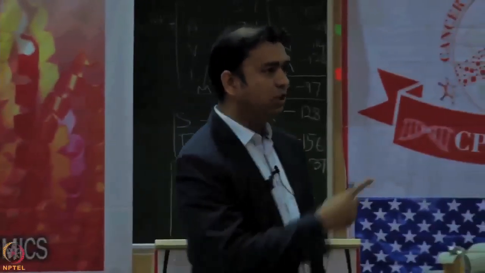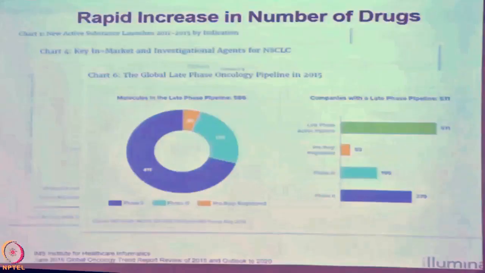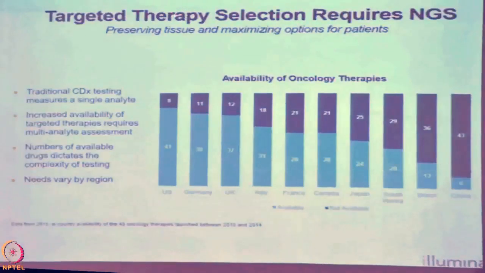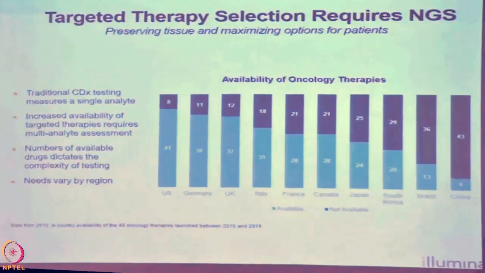Multiple drug targets sometimes. So I will explain some examples. It may be multiple also. If you see the rapid increase of the drugs, see here, 511 drugs are in the late clinical trials. So drugs are coming for cancer with NGS. It's significantly increased, right? If you see country wise, the US number, see here, this light blue is available drugs for the treatment of different cancer types. So the US has 14 different targeted therapies for the treatment of these cancers.